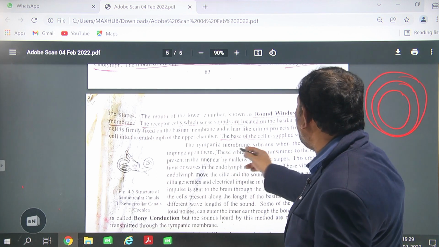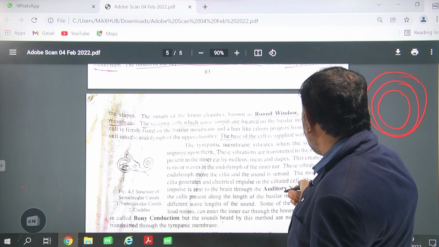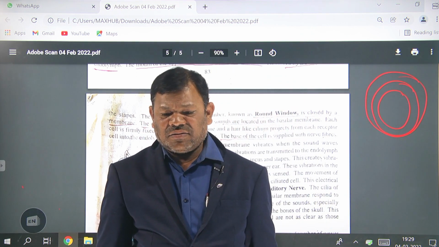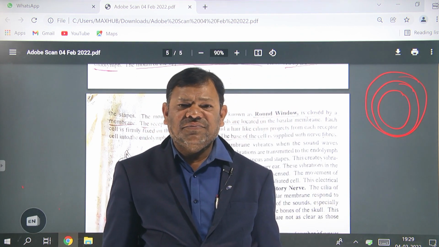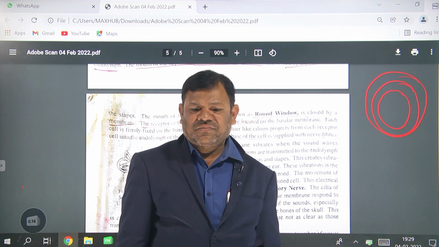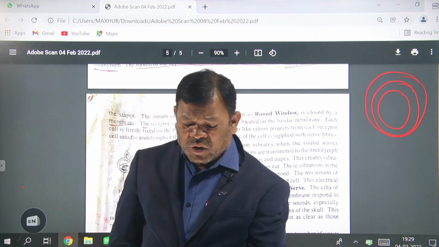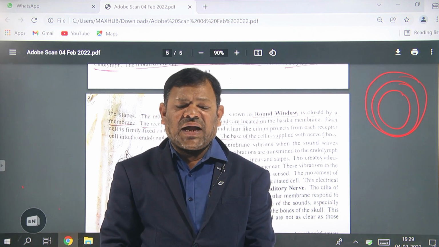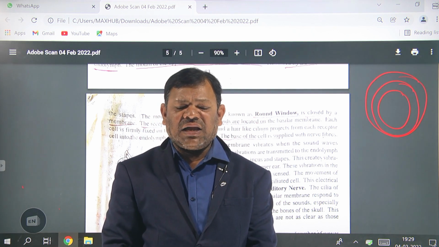So this is the tympanic membrane, from which the signal enters the auditory nerve. This is about the ear. Any doubts? No? So the sense organs, the eye and the ear, are over.